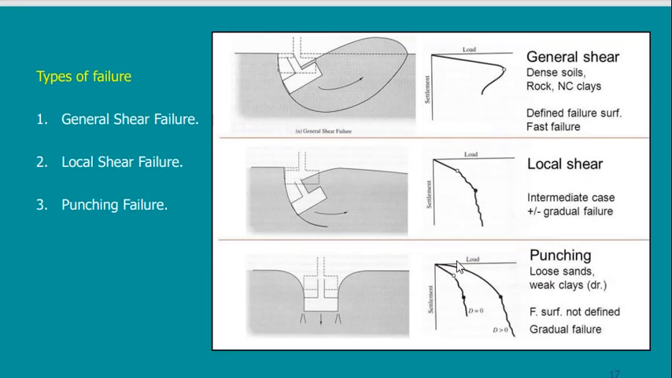And this is a repetition that the failure occurs in case of shear. We have 3 types of shear. We have something called general shear failure, another type called local shear failure, and punching shear failure. General shear failure happens in good soil. We will discuss it later; just concentrate on the name. It happens in dense soil. Local shear failure happens in intermediate types of soil, and then we have punching shear failure. It happens in loose soil.